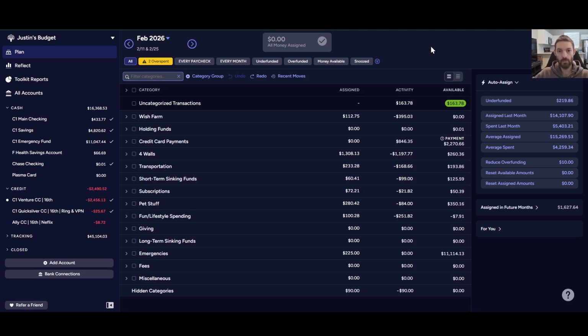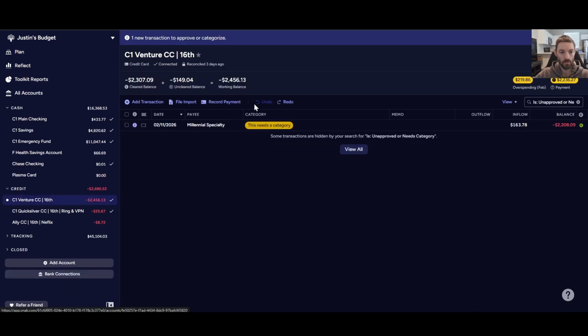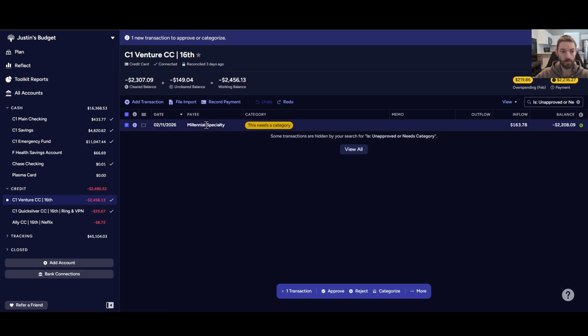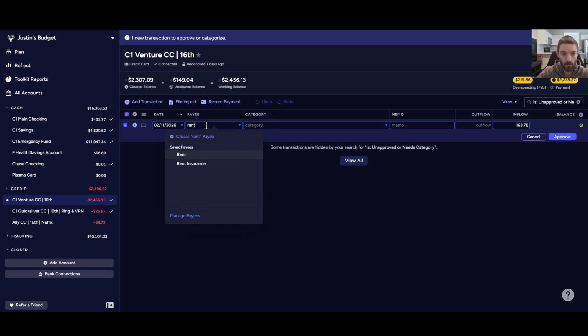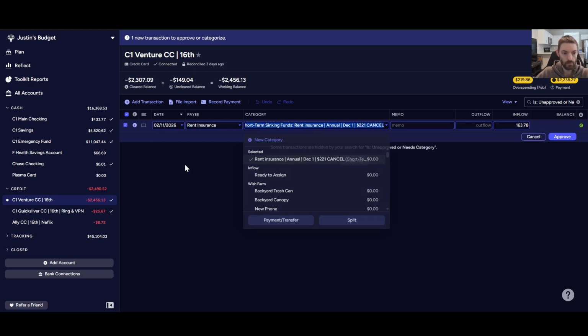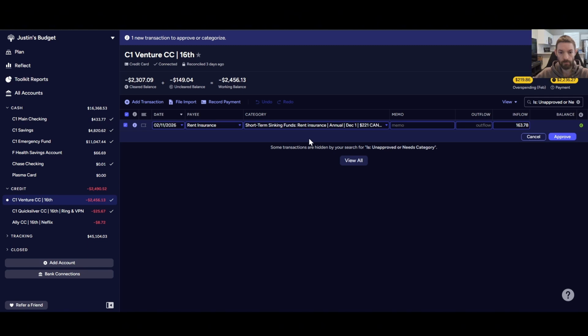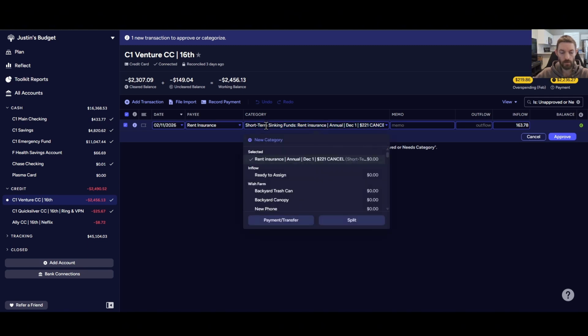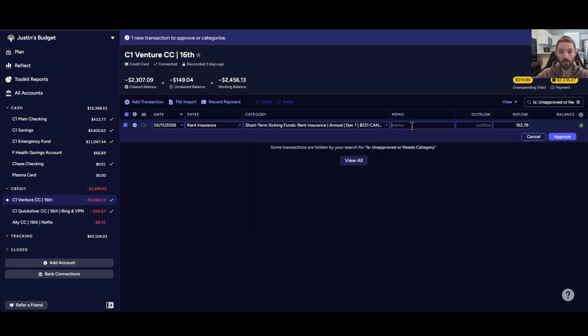So the first thing I do is I go to the card, and here's that transaction that needs to be categorized. I'm going to change the payee because I don't use the original. So it was a rent insurance. The category needs to be the original category used for the original charge. So this was rent insurance. I have a rent insurance category. That's how it was categorized back in November. So we'll select that. A memo.